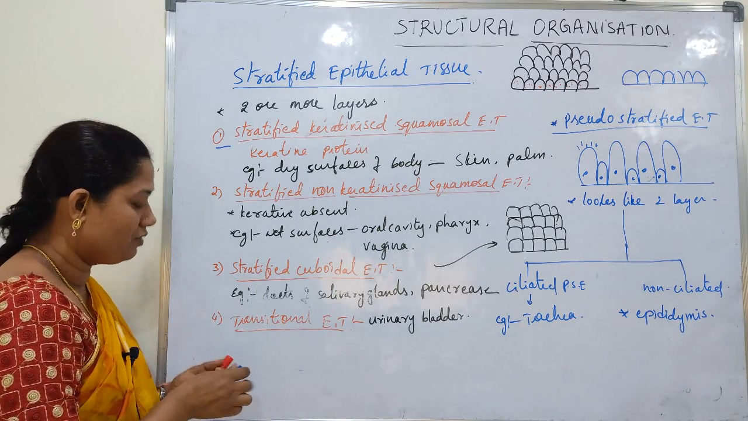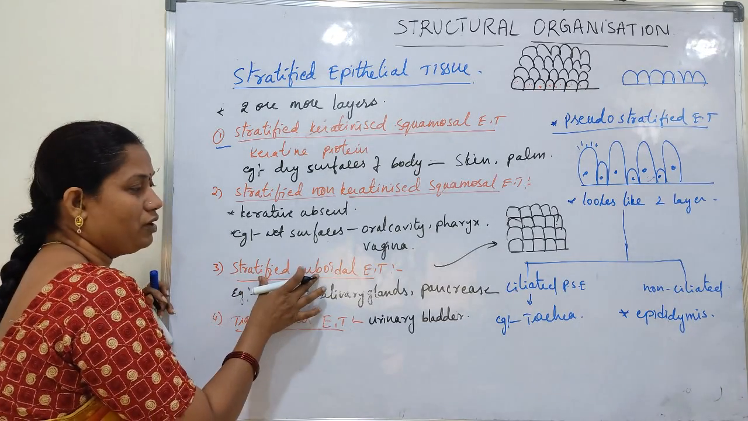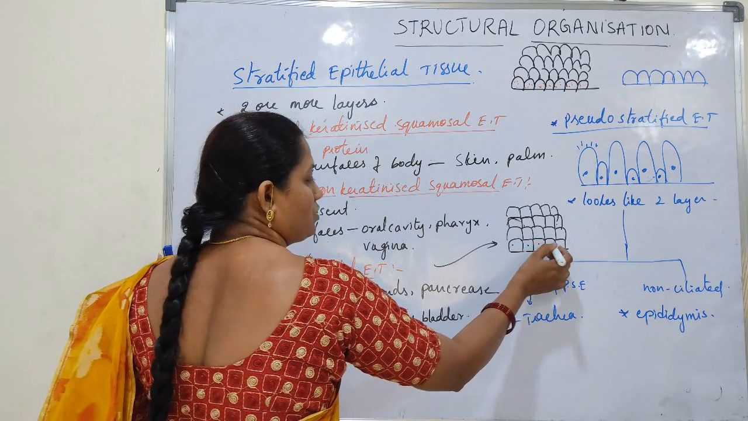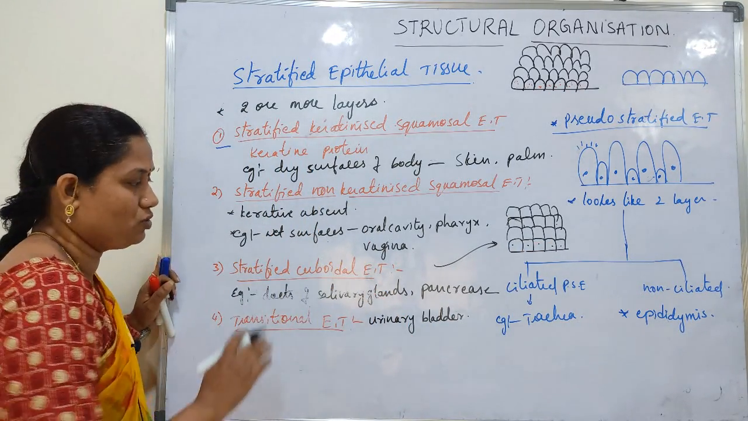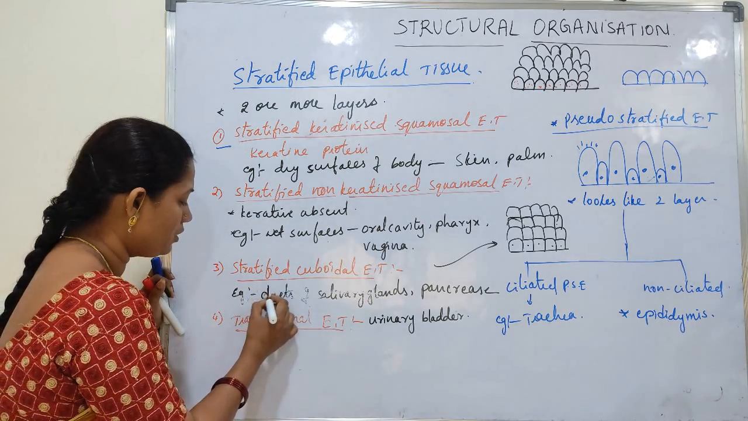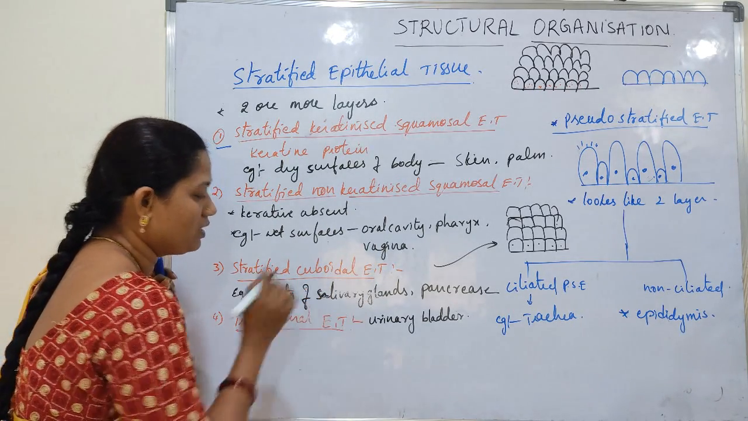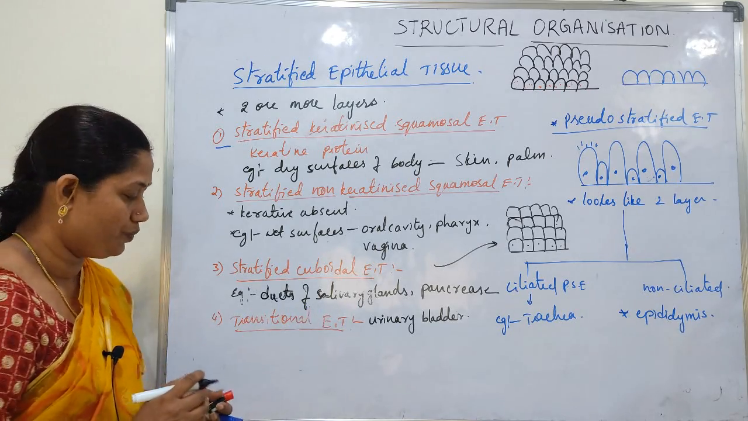Next, stratified cuboidal epithelial tissue. Here the cells are cube shaped; all the layers of cells are cube shaped. That's why this is called cuboidal epithelial tissue. Cuboidal epithelial tissue is present in the ducts of salivary glands and the duct of pancreas also.